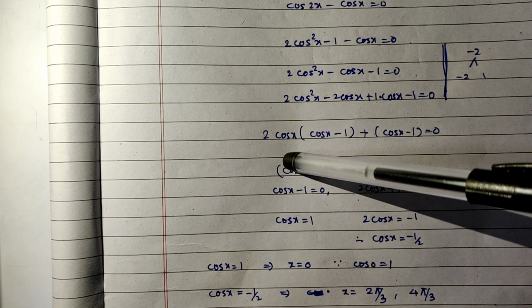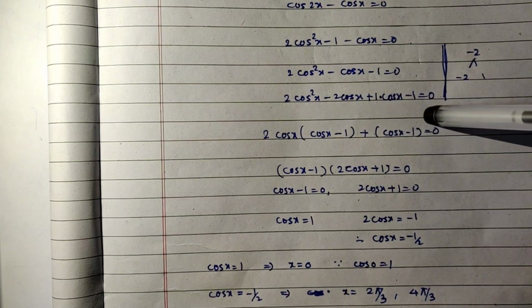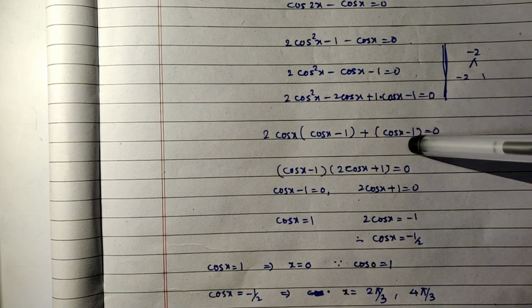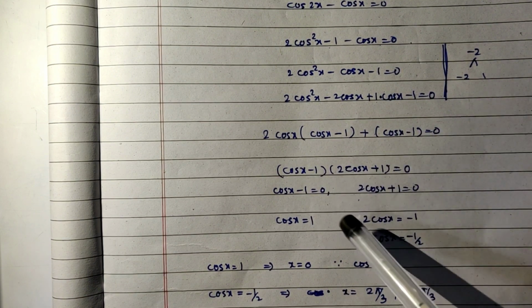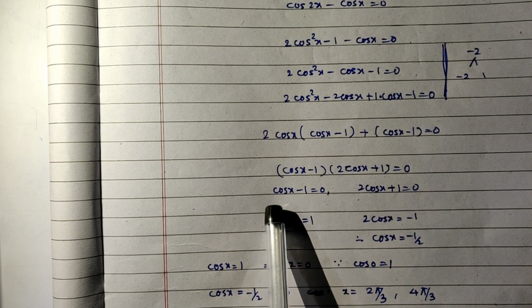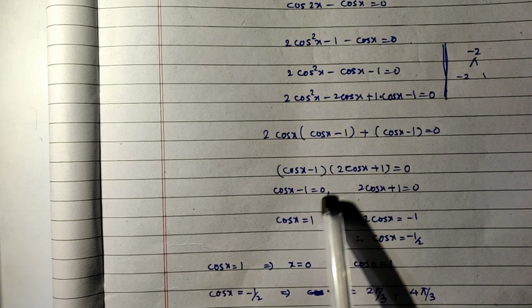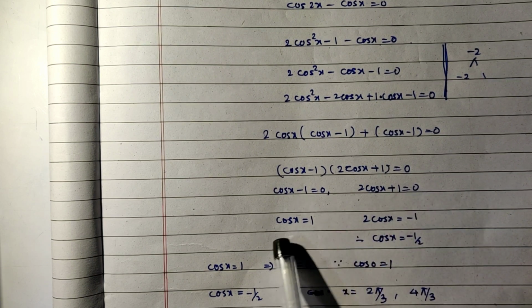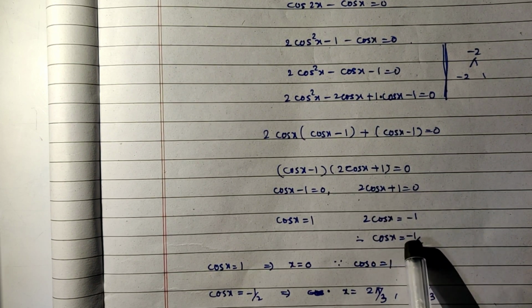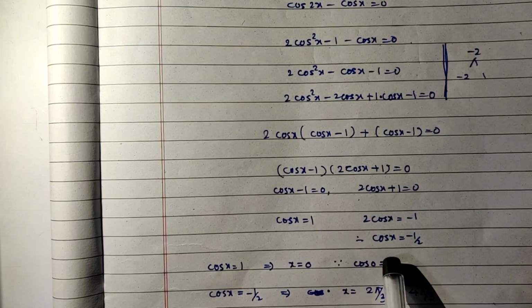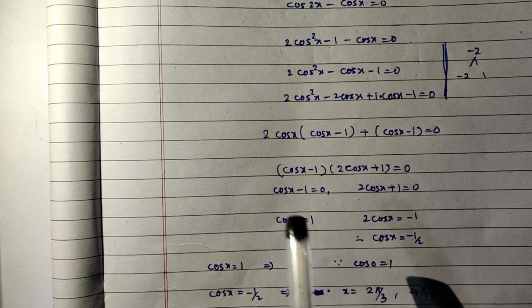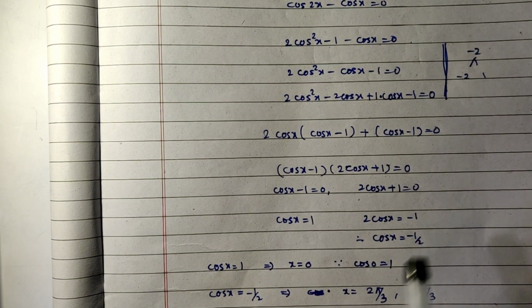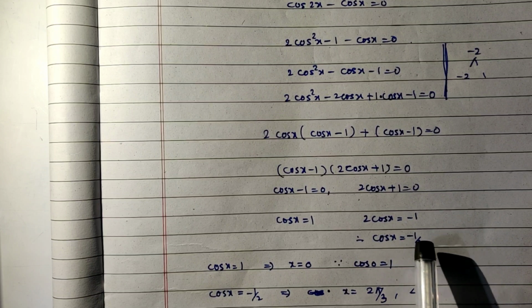That is, 2 cos x we take common from the first 2, and from the last 2, 1 common. Cos x minus 1 times 2 cos x plus 1. Cos x minus 1 is equal to 0, or 2 cos x plus 1 is equal to 0. Cos x is 1 or cos x is minus 1 by 2. So these are two possible values, but cos x is 1 for what value of x in the interval 0 to 2 pi, and cos x is equal to minus 1 upon 2 for what value of x?